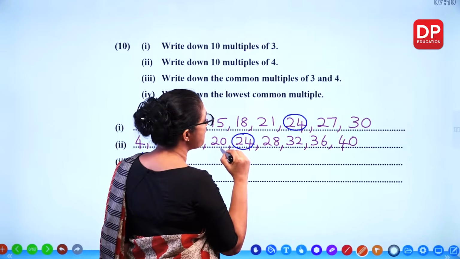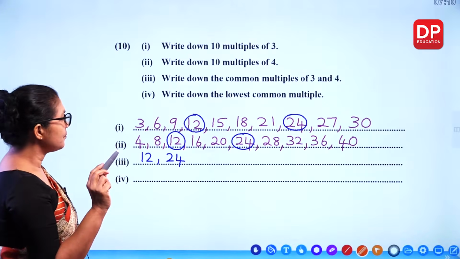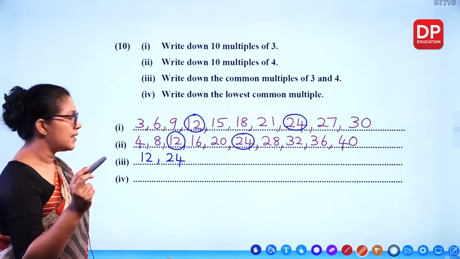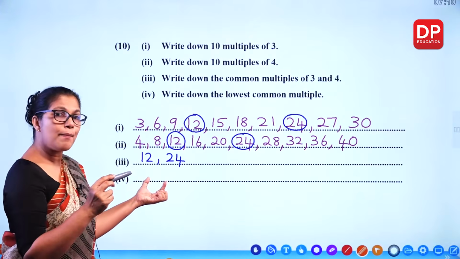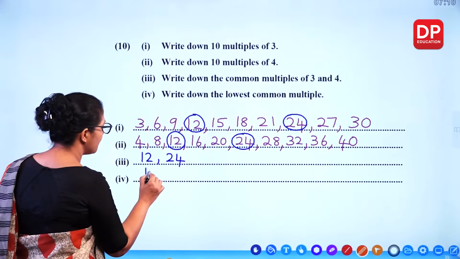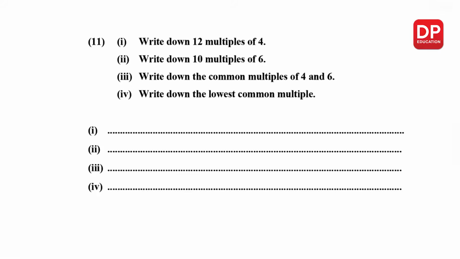Then, according to this one, that's all. Write down the lowest common multiple. Out of these common multiples, what is the lowest one? That's 12. Look at this one.